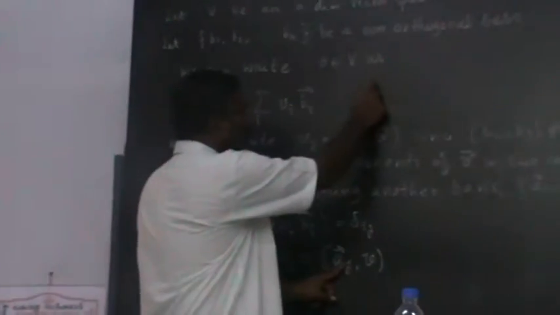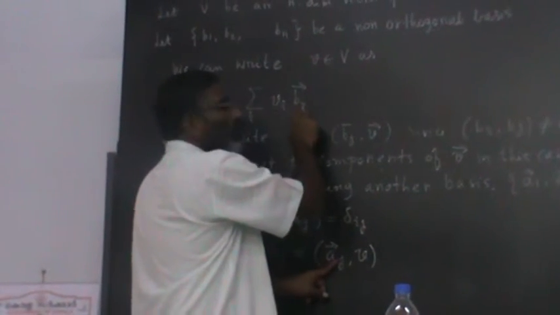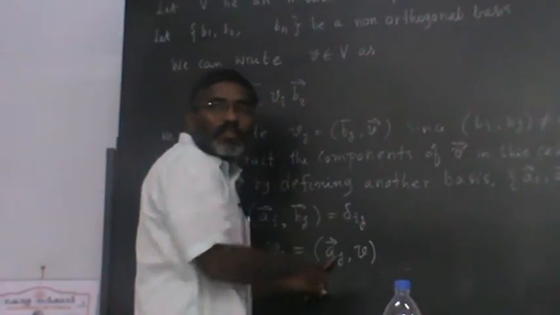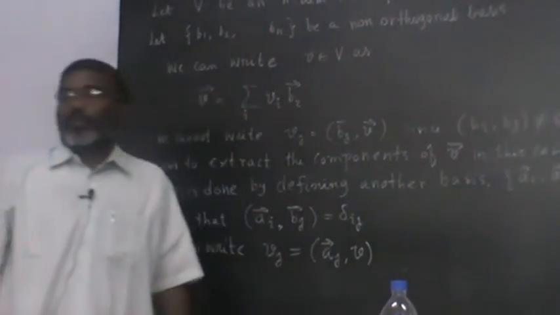Because Aj with anything other than Bj will be 0 according to this construction. So what I cannot achieve with one basis, if it is non-orthogonal, I can achieve by appropriately defining another non-orthogonal basis. I can achieve with these two bases.